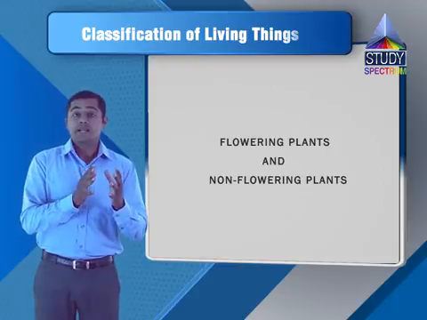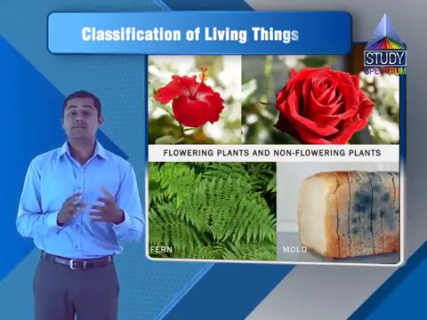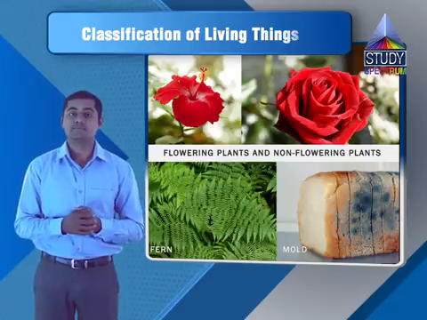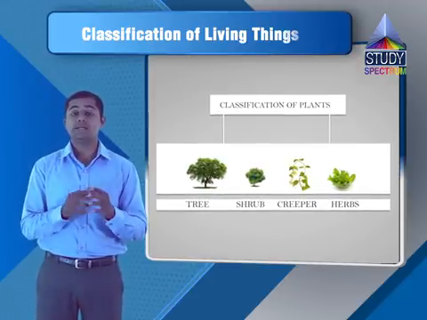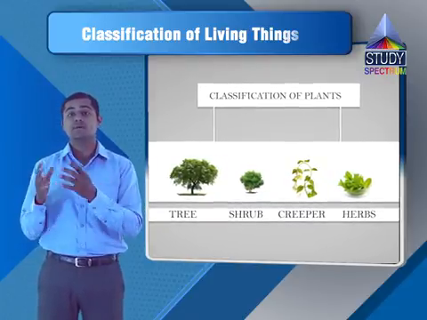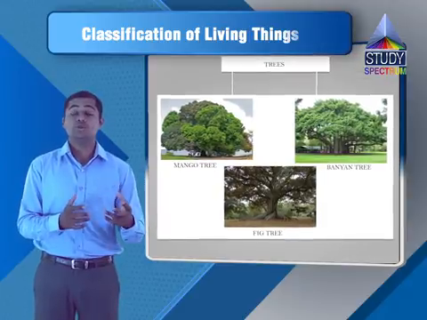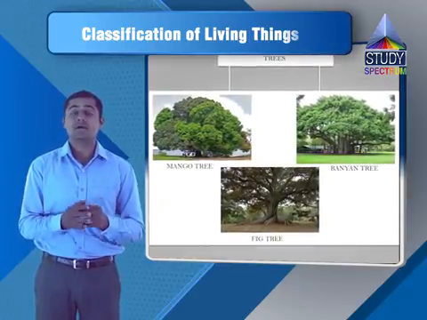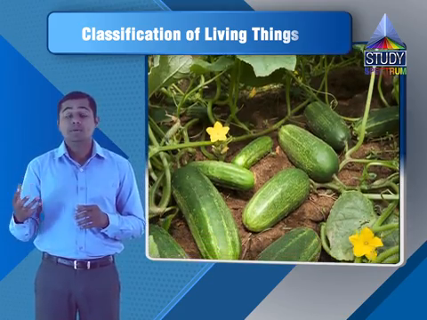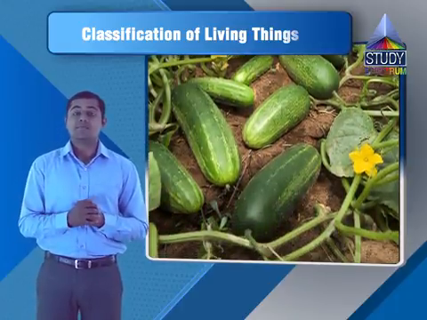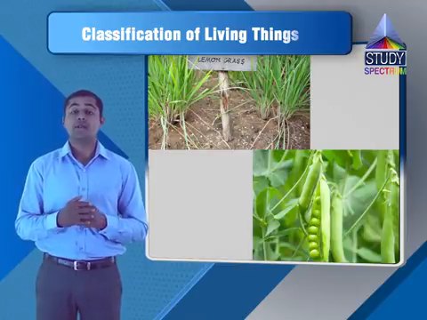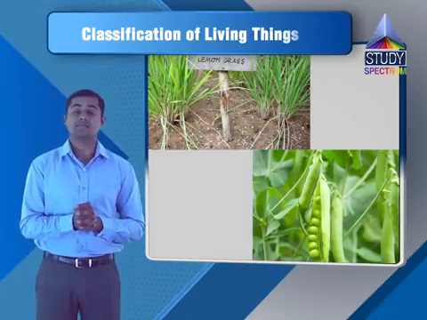1. Flowering plants and non-flowering plants. Hibiscus, rose, these are the flowering plants. Ferns, molds, these are the non-flowering plants. According to the height of the plant and the stem size, we can classify them in 4 subgroups: trees, shrubs, climbers and herbs. Mango tree, banyan tree, these are the trees. Orange tree is a shrub. Cucumber tree or bitter gourd tree is a climber. Lemongrass, garden pea is a shrub. It's a herb. It's a herbaceous plant.